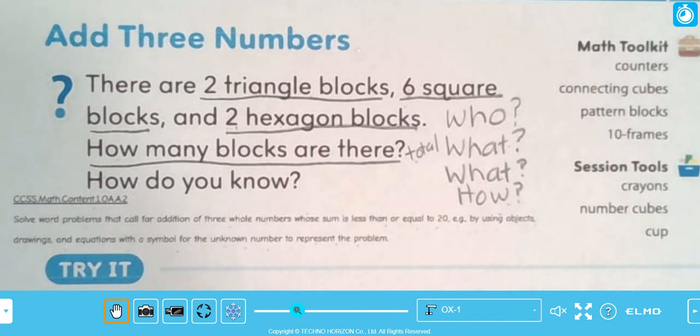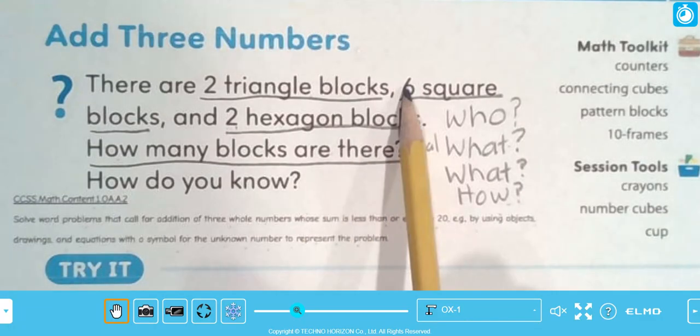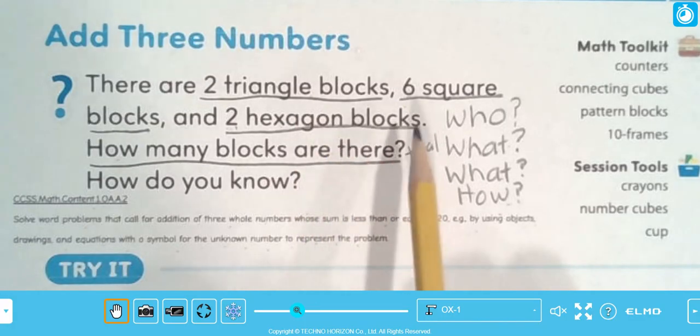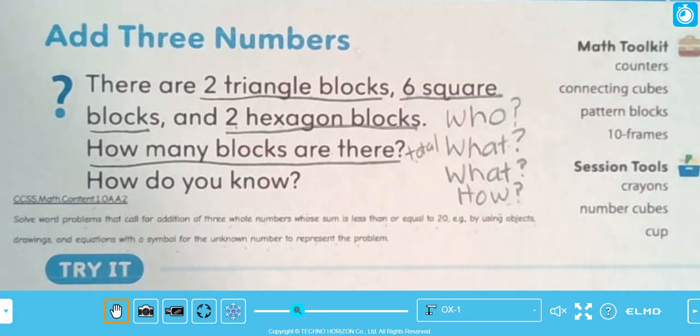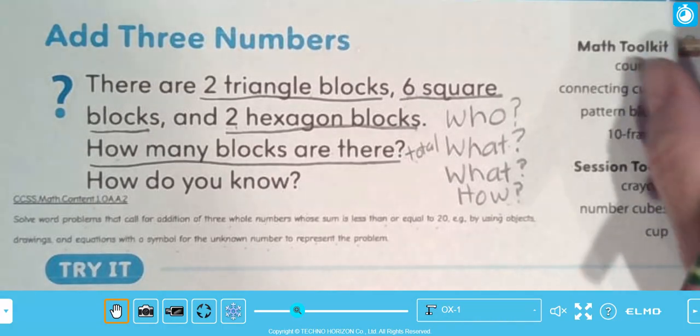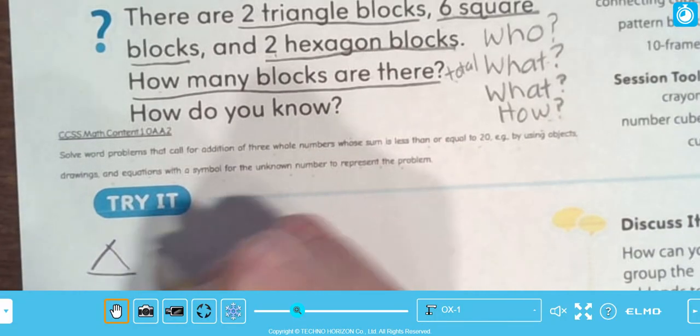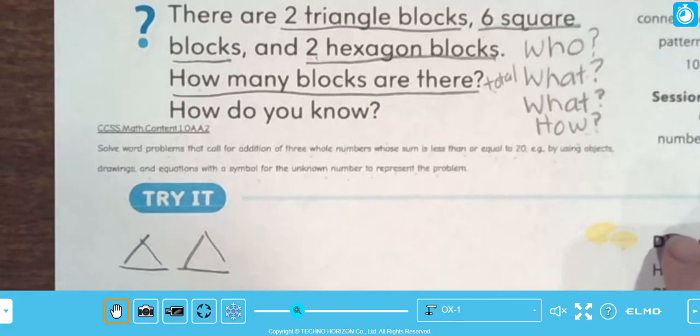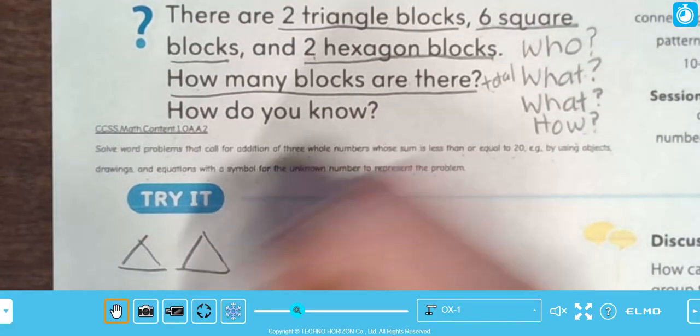So that's how we're going to solve the problem. If the answer is going to be bigger than 6, that means we're putting these together. We're adding. If the answer is smaller than 6, that means we're subtracting. We're taking away. So let's draw the picture. 2 triangle blocks. Here we go. 1, 2. There's the triangle blocks. Doesn't look very good, huh?